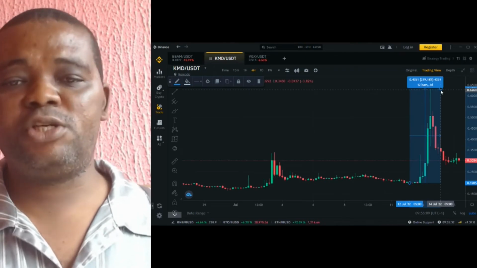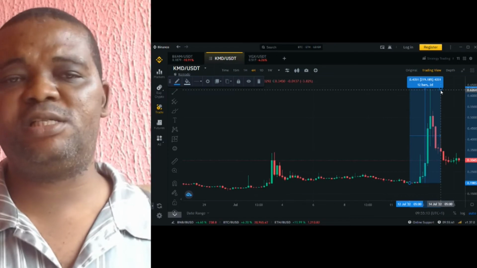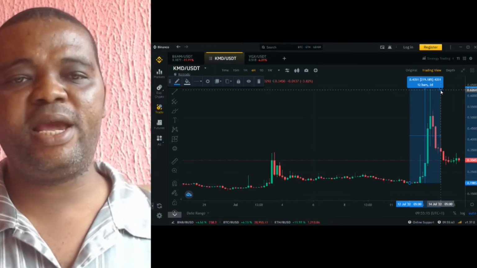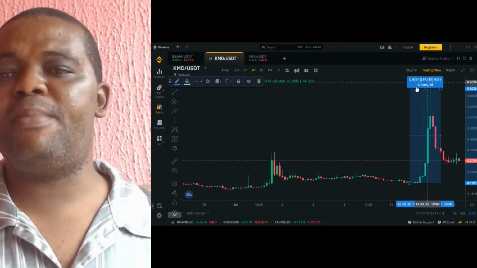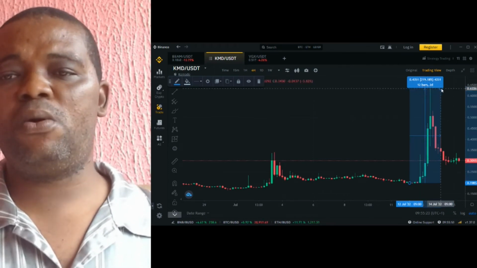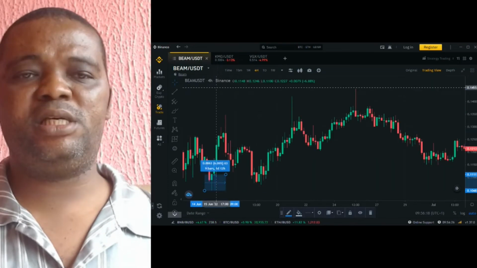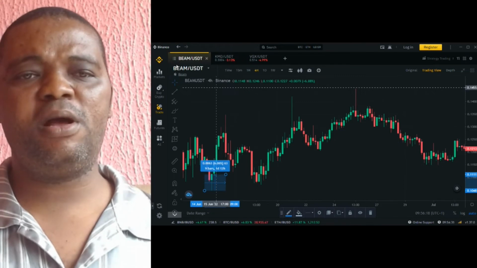So as you can see on the candlestick price chart data, the most current bullish trend section of the KMD USDT cryptocurrency pair bounced up by approximately 219% over the course of 2 days. Okay, moving on to the next crypto ticker symbol, BEAM.